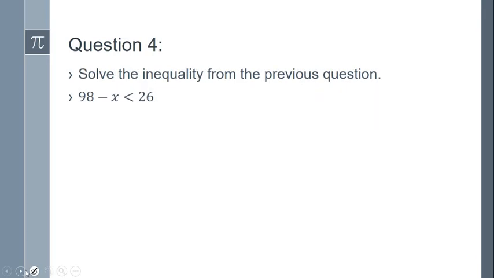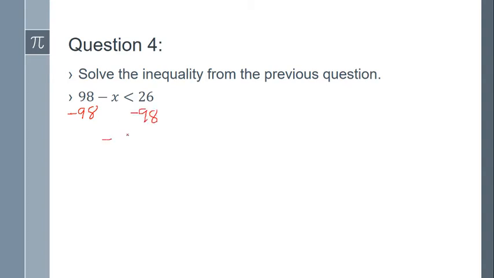All right, so question 4 now is the easy part. It's saying, let's solve the inequality from the previous problem. So we're just using inverse operations to isolate x. I'm going to go ahead and isolate x on the left-hand side of this inequality. My first step: if this is a positive 98 on the left, I want to do the opposite. So I want to subtract 98 from both sides.